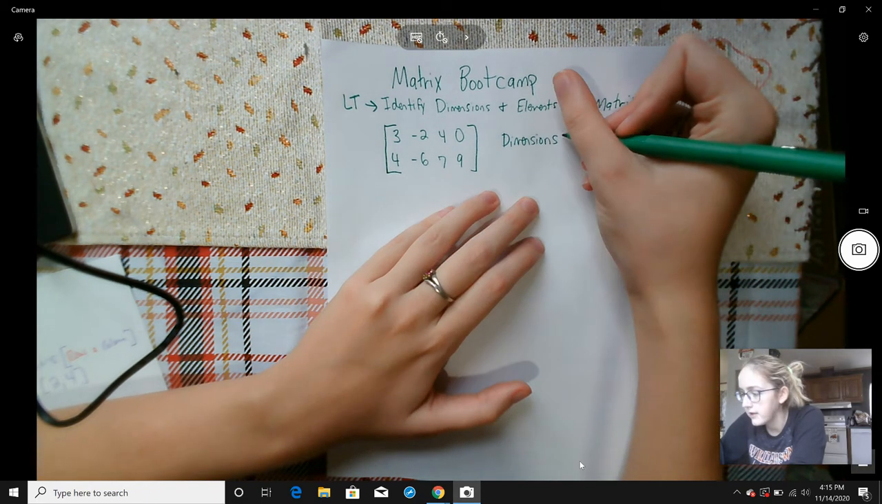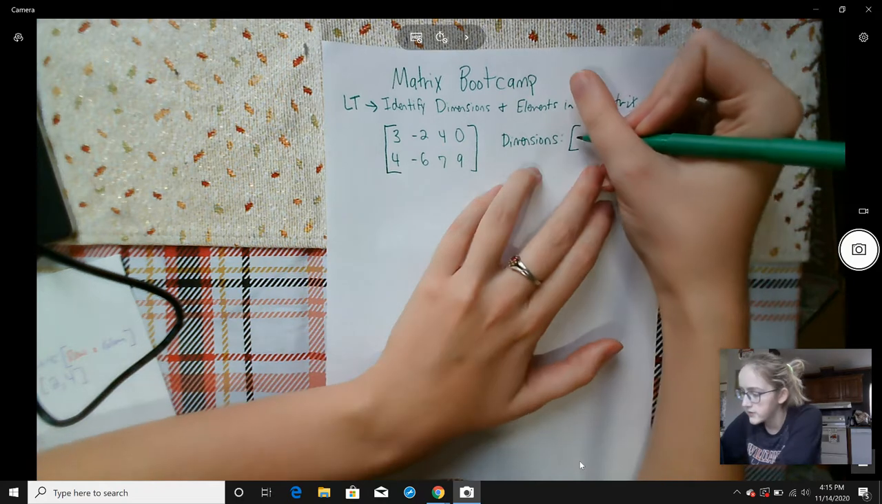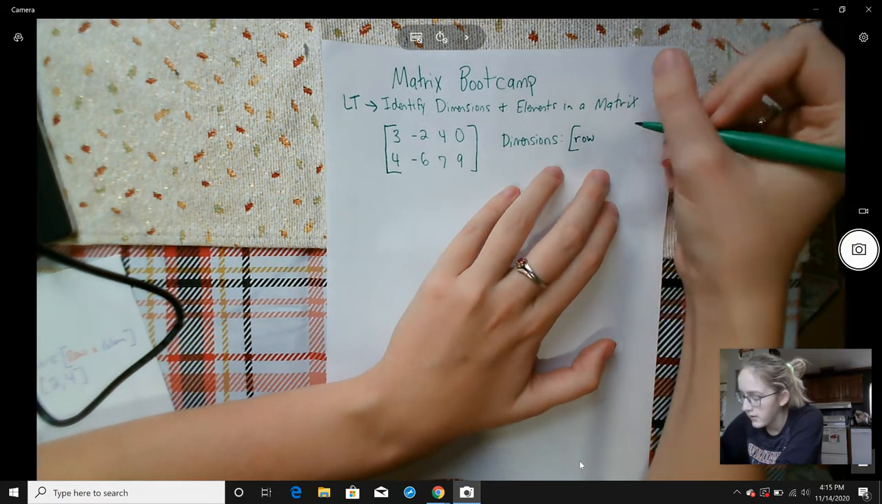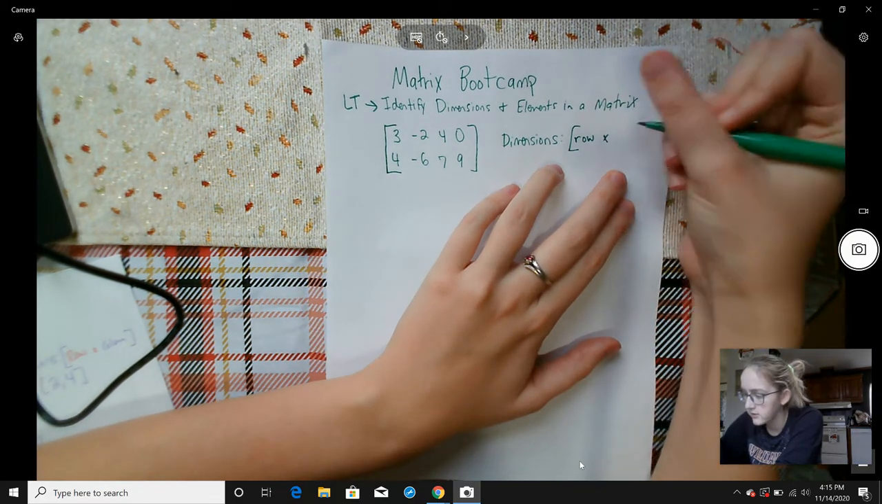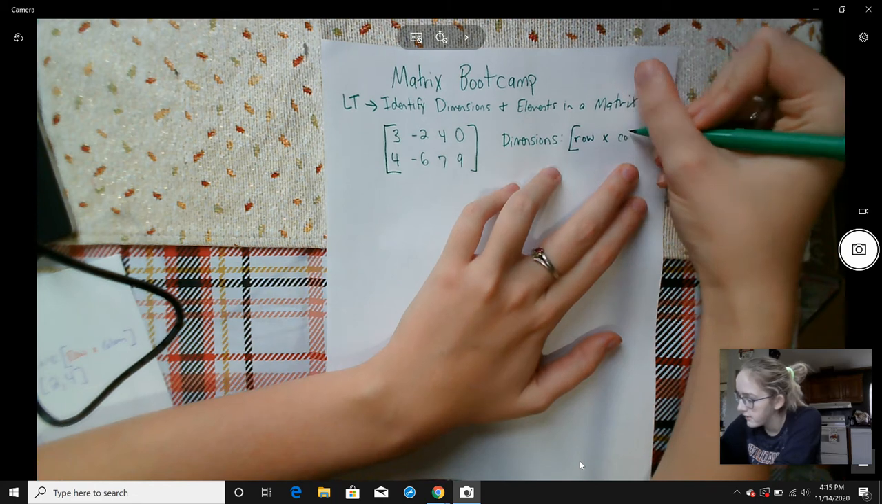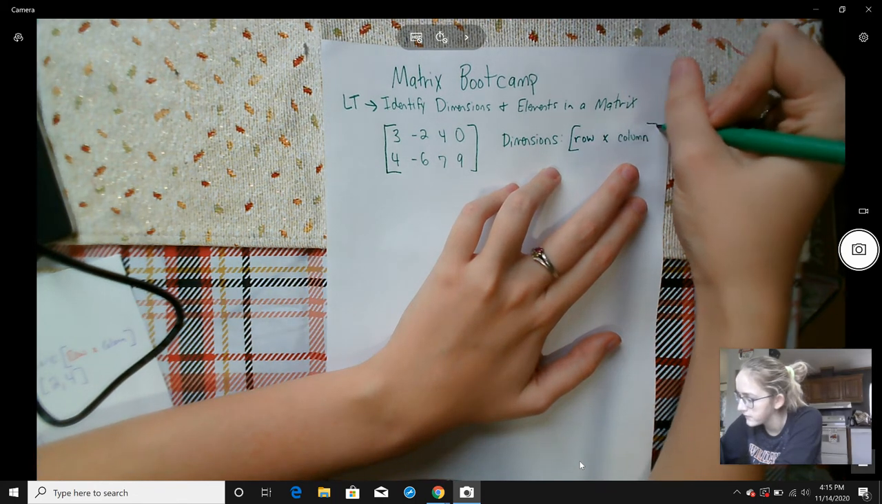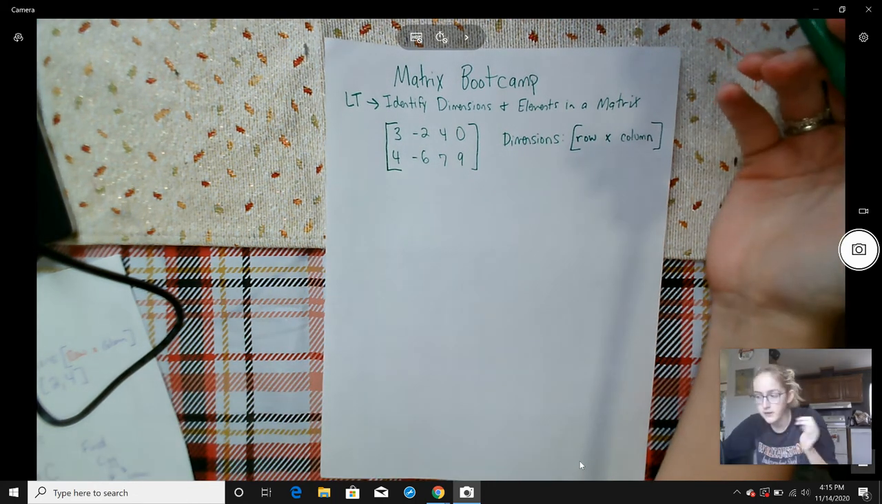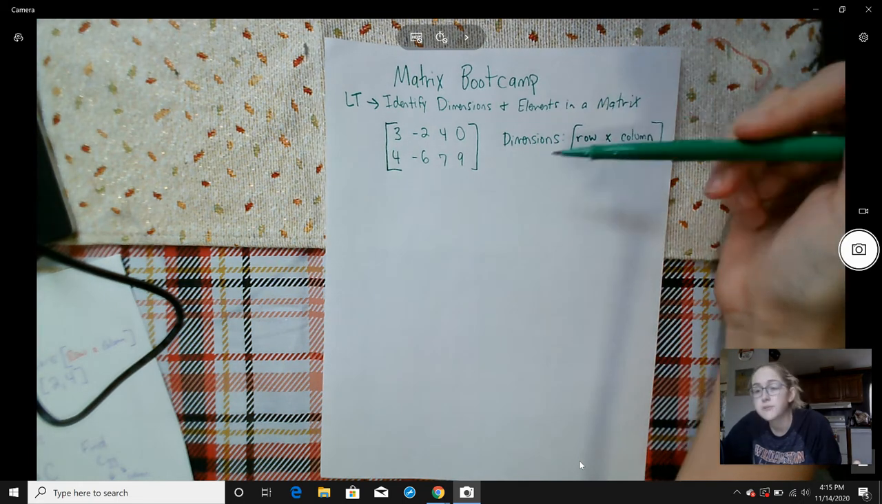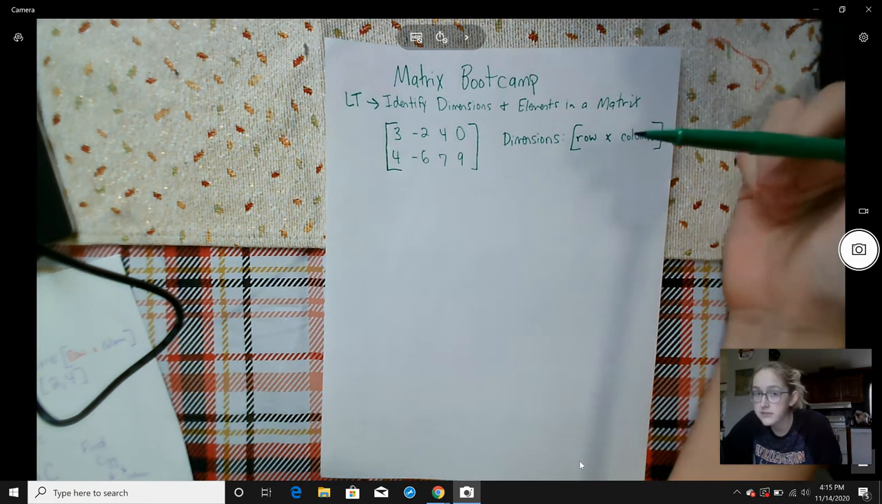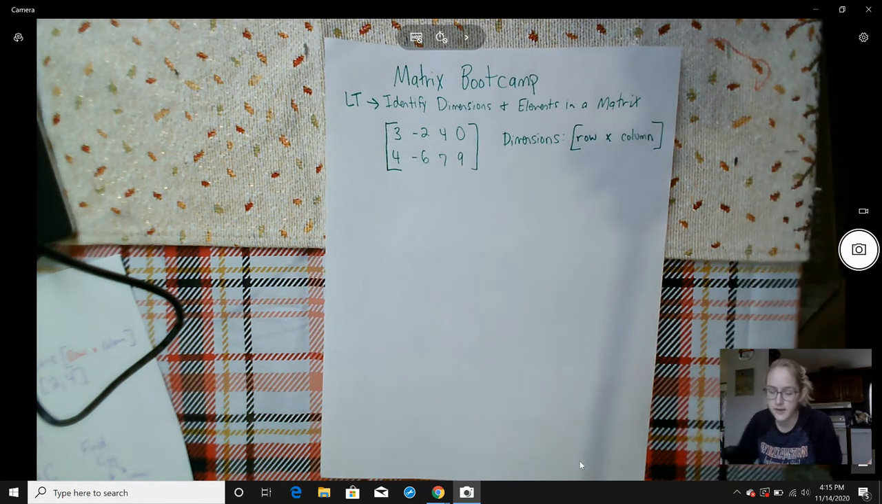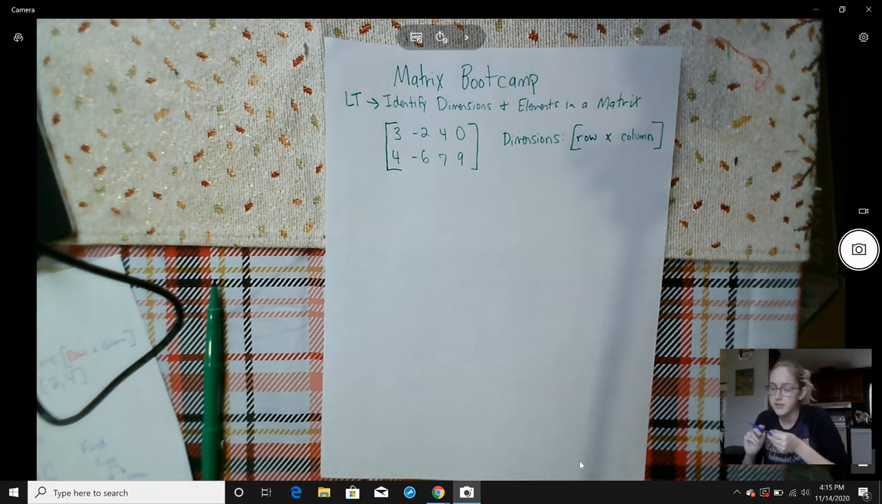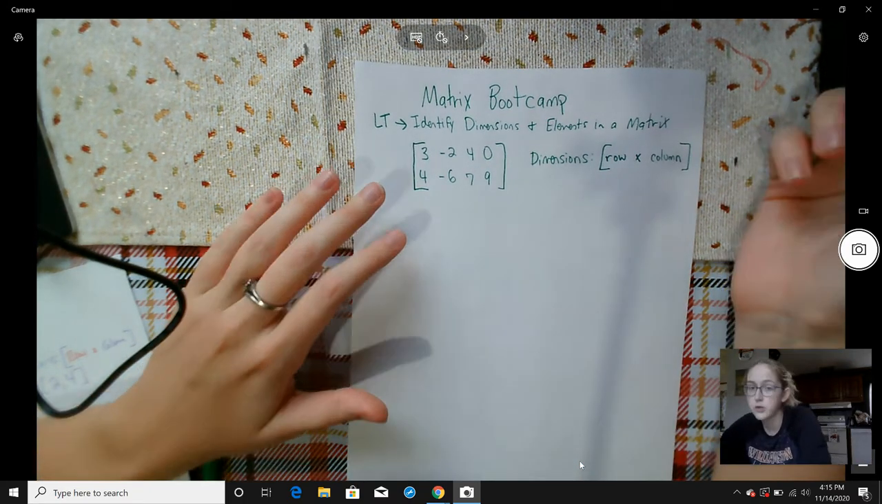And dimensions of matrices, they are given in bracket form, with the first thing being the row, and then it's going to be a little X, which means by, and then column. So row by column. This also might be referred to as the order of a matrix instead of its dimensions, but it means the same thing. So when we're dealing with matrices, what we are looking at is rows and columns.